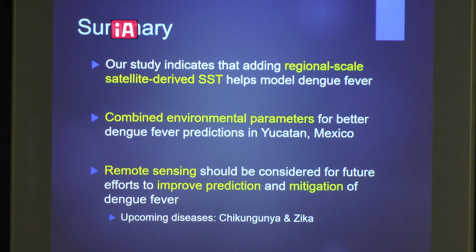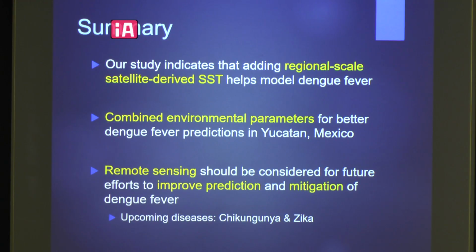And finally, remote sensing should be considered for future efforts to improve the prediction and mitigation of dengue fever, in this case satellite data. Also, if we are better able to understand dengue fever variability, we might be able to better predict other diseases such as Zika virus and chikungunya, because they are transmitted by the same vector, the Aedes aegypti mosquito that I showed earlier.